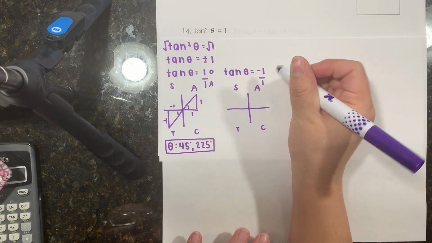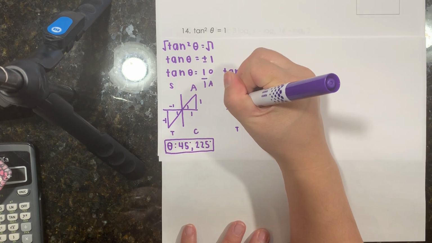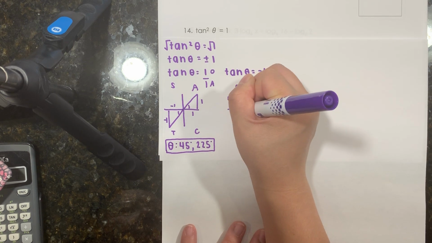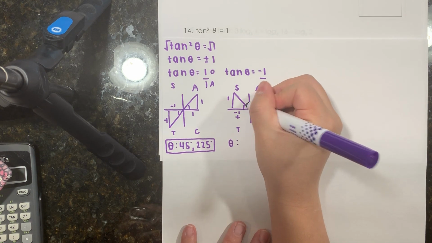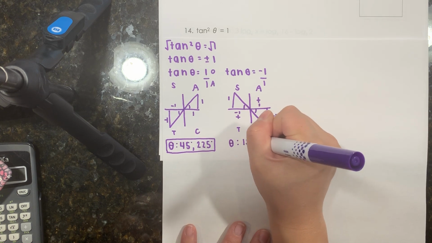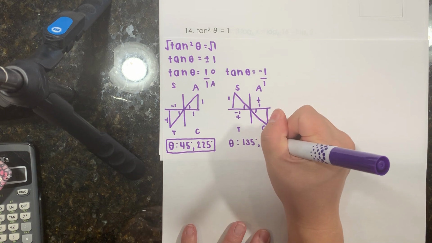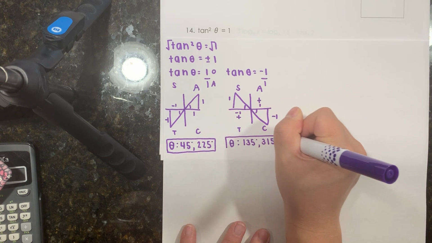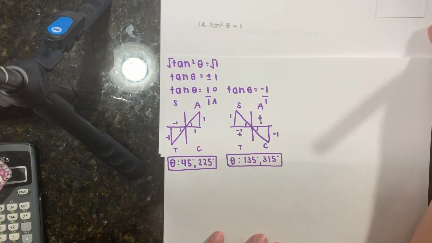Now for my second one, if it's positive in quadrants 1 and 3, that means it's going to be negative in quadrants 2 and 4. Opposite over adjacent, opposite over adjacent. It's still a 45-degree triangle. So for quadrant 2, I'm going to subtract that from 180, which would be 135. And in quadrant 4, I'm going to subtract it from 360, which would be 315. And that would be your result for number 14.